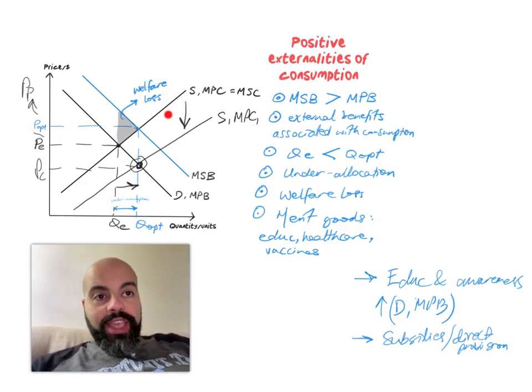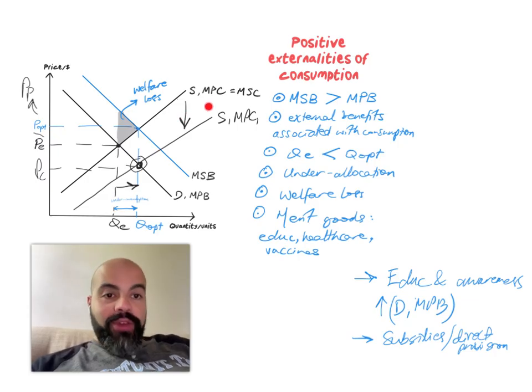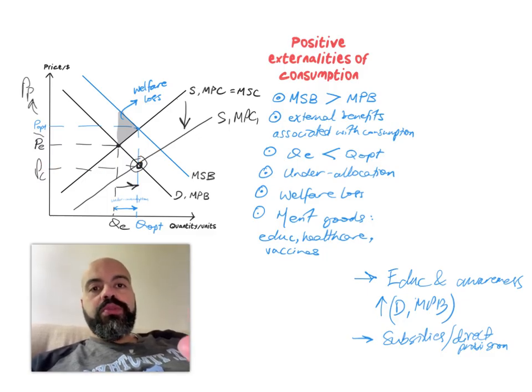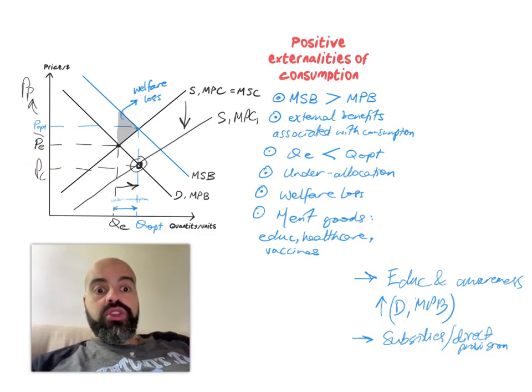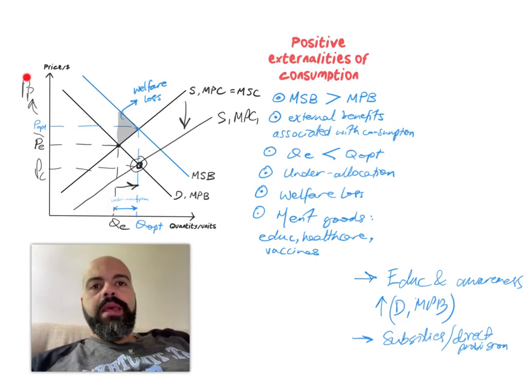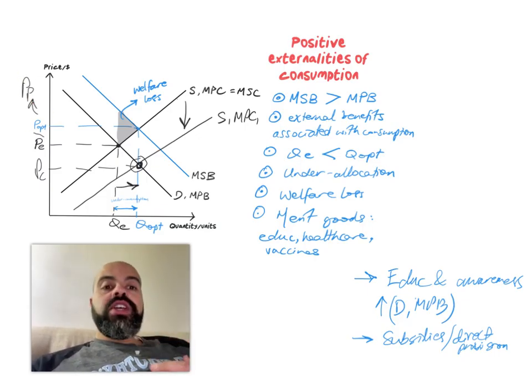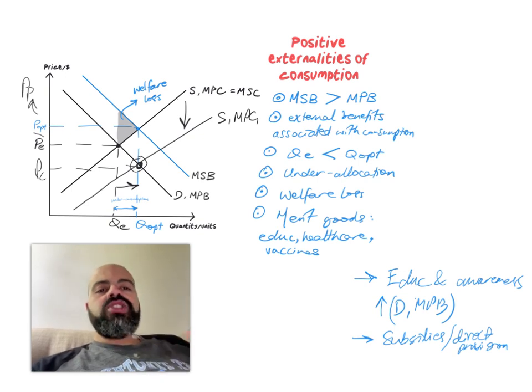A downward shift of the MPC, of the supply curve, is a rightward shift, and that would increase QE, bring it to Q opt, and make the product more affordable for consumers. Price falls from PE to PC for consumers, but producers receive PP, which is P opt. So this is the government intervention to correct the under allocation of resources that happens when there are positive externalities of consumption.